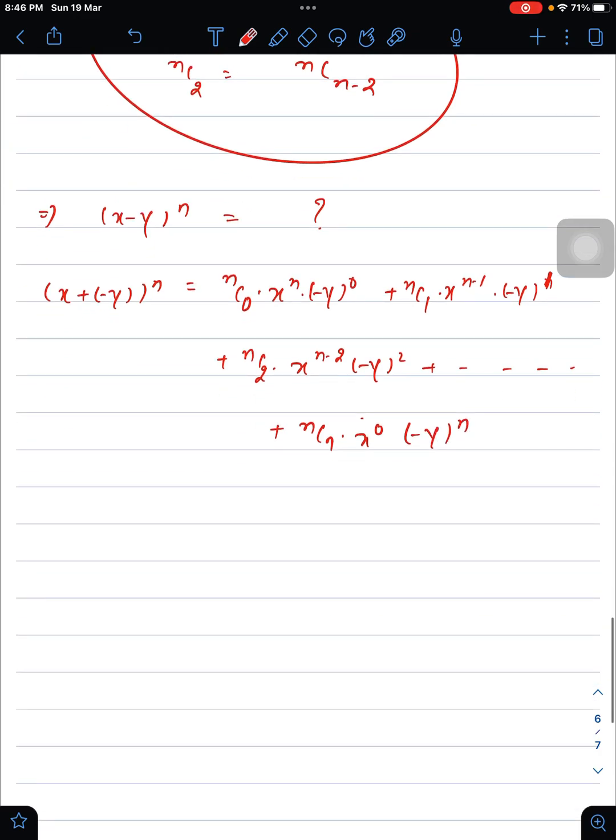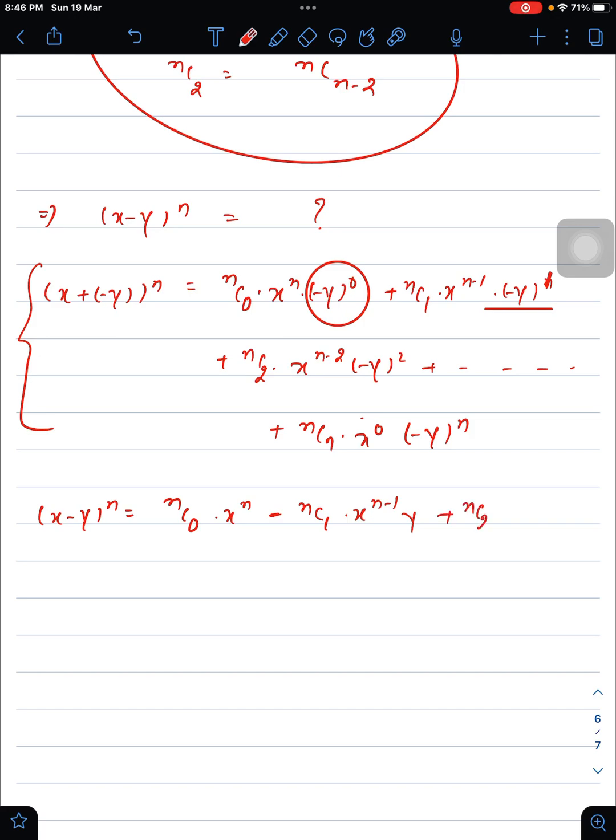N. So beta, what we are observing, look, this is power 0, so this value will become 1. But here the power is 1, so the minus sign will be considered. So by observing this data, we can directly write x minus y to the power n is equal to NC0 x to the power n, minus NC1 into x to the power n minus 1 y, plus NC2 into x to the power n minus 2 into y square, and at last I will write minus 1 to the power n NCN y to the power n. So what are you observing? The term which consists of the even power has the positive sign, but the term which consists of the odd power has the negative sign. Is it clear, beta?